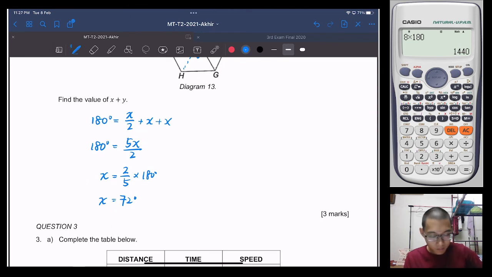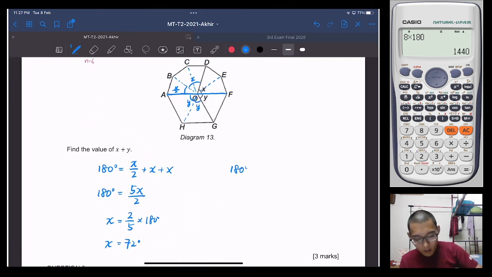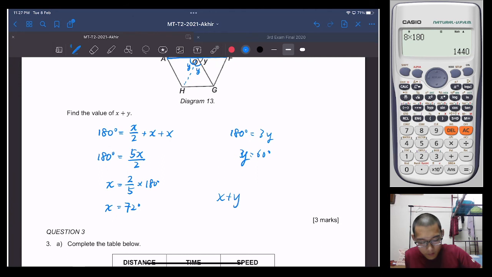Okay, so we continue. For y, since we have 180 degree equal to 3y here, it's very easy. Y equal to 60 degree after divided by 3 from 180. So already done. So x plus y equal to 102. So which one is better? Which method? So you can identify yourself. Is it solution 1 or solution 2? Okay, so done.